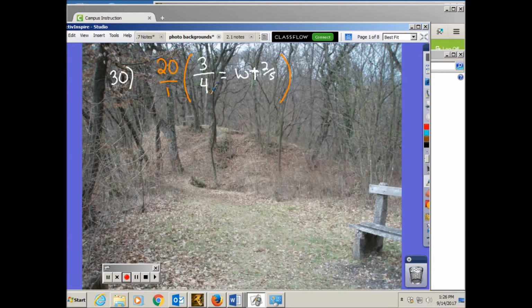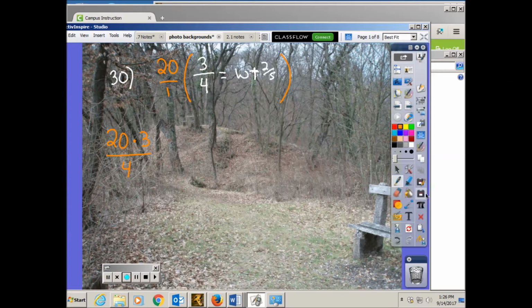Okay? But the way this works, I always do this. If you remember from prior grades, you could also simplify this. So that's why I say to kids, if you want to, instead of multiplying and then dividing, you can divide and then multiply. Okay? Because this is actually what you're doing here. So 20 times 3 is 60. And 60 divided by 4 is 15.